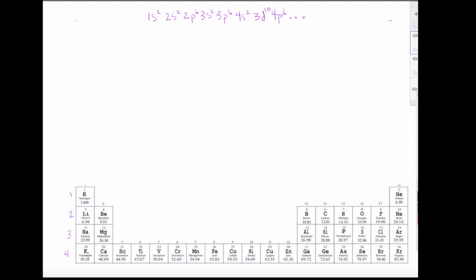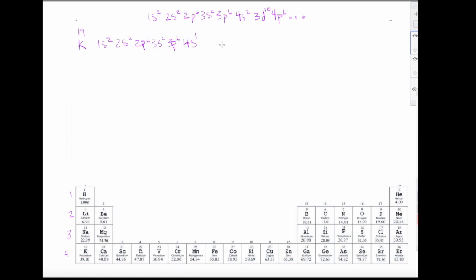So to warm up, let's first look at potassium. All right, it has 19 electrons. So the electron configuration is going to be 1s2, 2s2, 2p6, 3s2, 3p6. This puts us at 18, so we're going to need one more electron, and so we're going to have one electron in the 4s shell for 4s1.